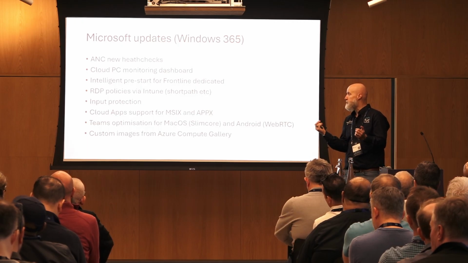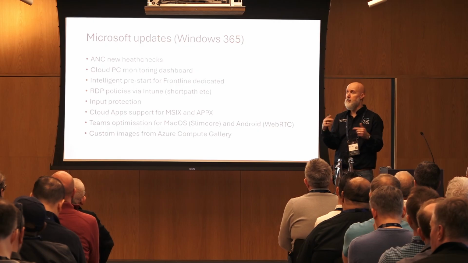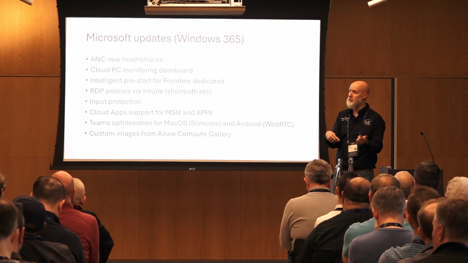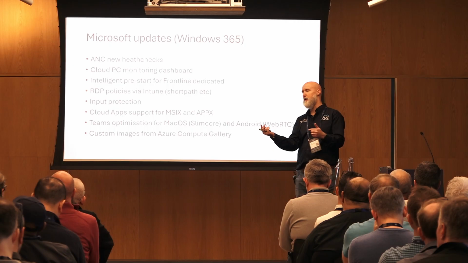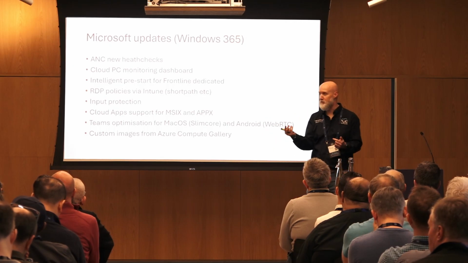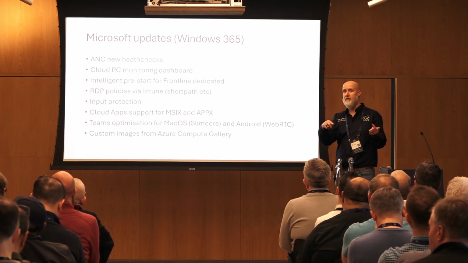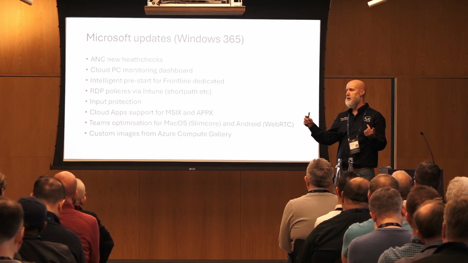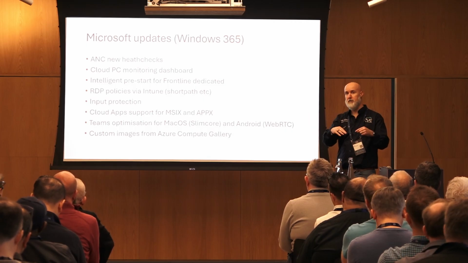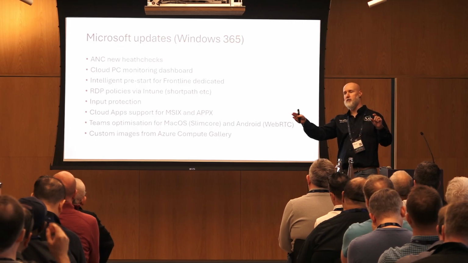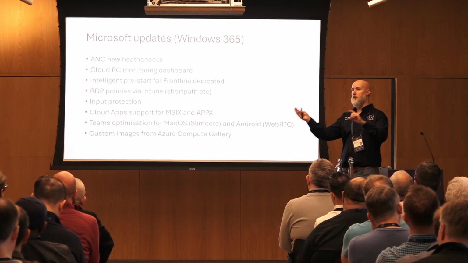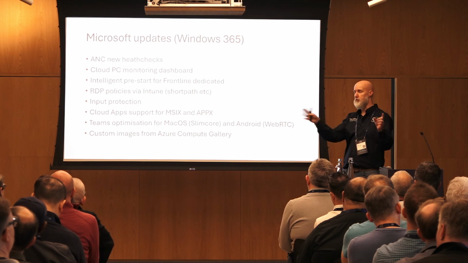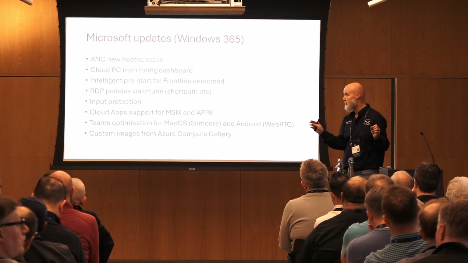RDP policies via Intune. So this is being able to configure which style of RDP you want to use. Is it Shortpath via TURN? Is it Shortpath via managed networks? All the various different flavors of RDP you can have. You can now configure those via Intune CSP. So which means you can then create different device groups and target them differently across your estate, which is actually quite useful if you have different flavors of RDP that you want to use in your organization. So do check that out.